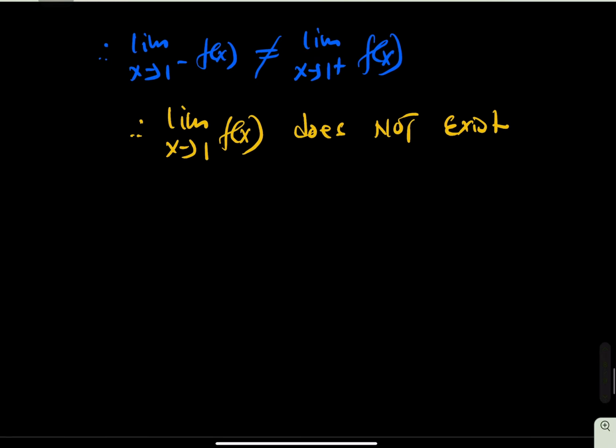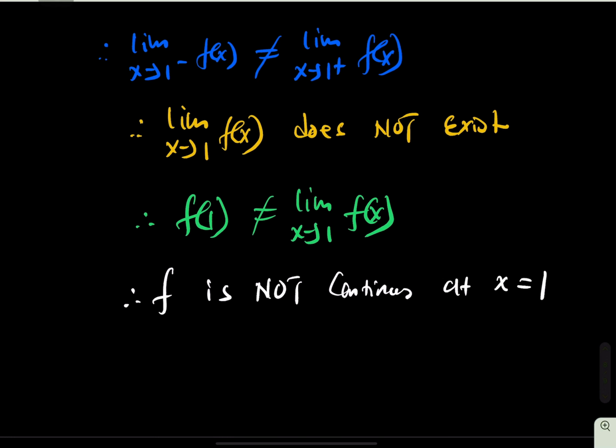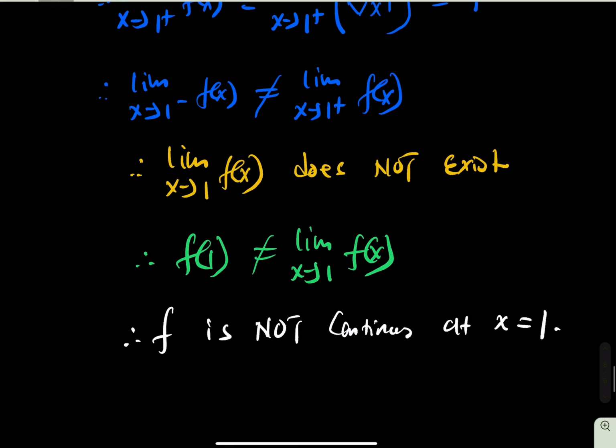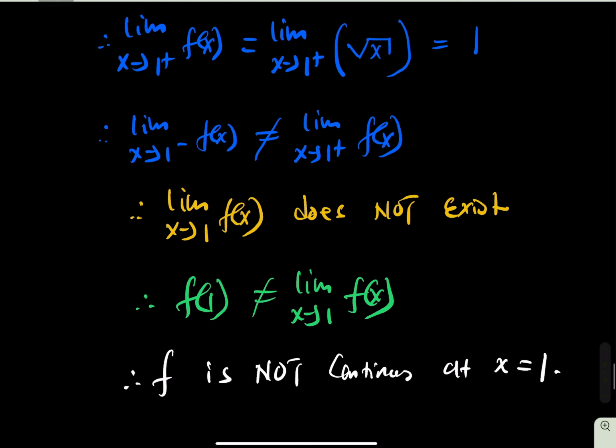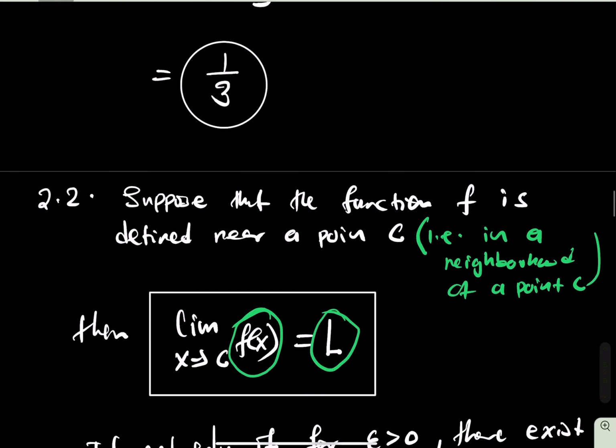So as a conclusion, f(1) is not equal to the limit as x goes to 1 of f(x). If this equation is not true, it says that f is not continuous. f is not continuous at x equals 1. So this is how you would go about the continuity at those points. There was -1 and +1.